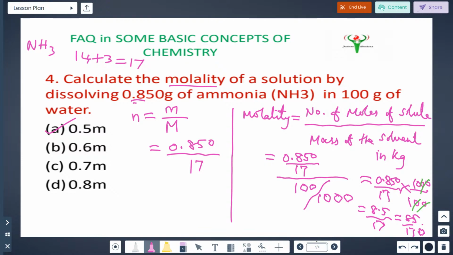So just remember the formula. If you know the formula, we are able to solve the sums. This you should keep in mind: 100 gram, only gram is given, but we have to convert it into kilogram. This is very important. Mostly they will give only in gram. We have to divide by 1000. Understood?